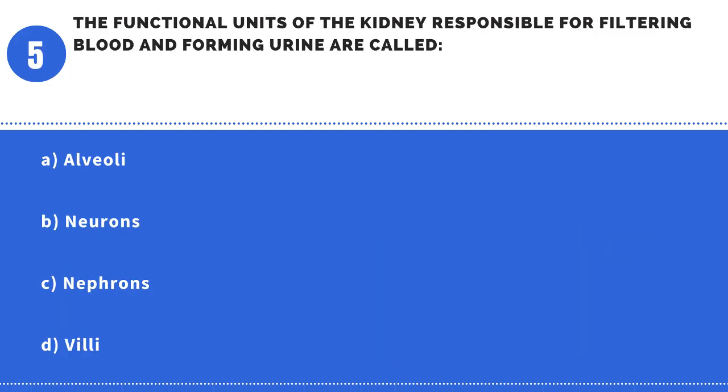Question 5. The functional units of the kidney responsible for filtering blood and forming urine are called: A. Alveoli. B. Neurons. C. Nephrons. D. Villi.